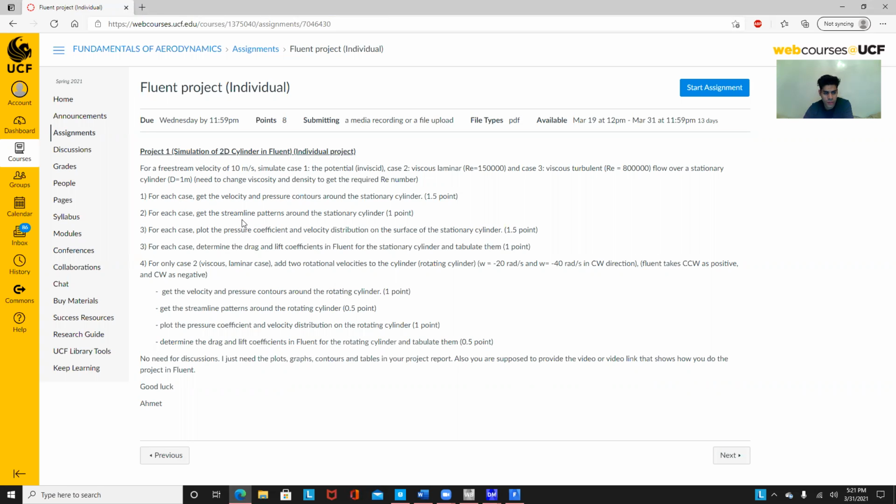And we have to compute all these questions that they're asking for. They're asking for the velocity and the pressure contour, the streamline patterns, a plot of the pressure coefficient and the velocity distribution over the surface. And for each case, we also have to determine the drag and lift coefficient. And for the last case, we're only dealing with the laminar case, and we have to have 2 rotating cylinders, both clockwise, 20 radians and another one 40 radians.